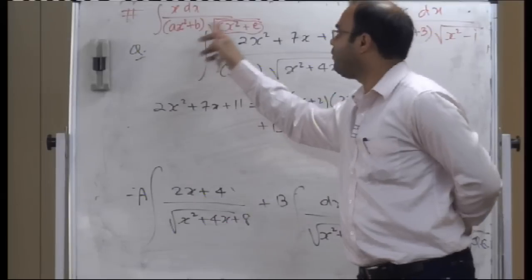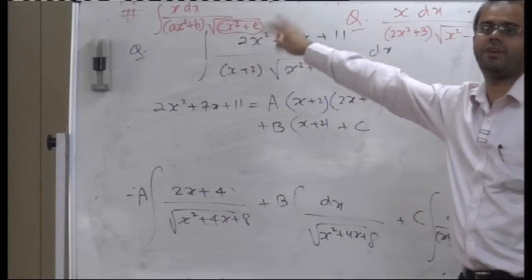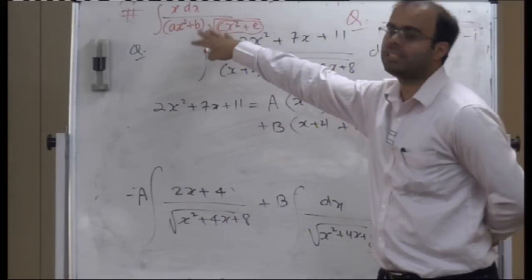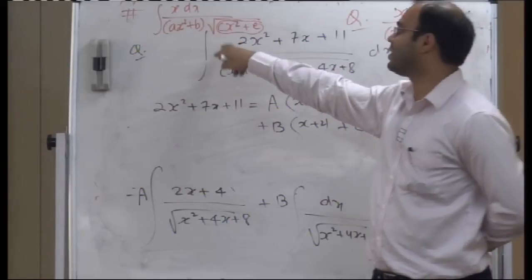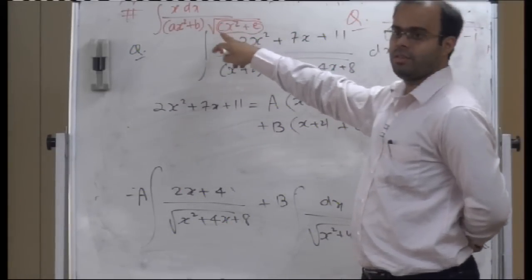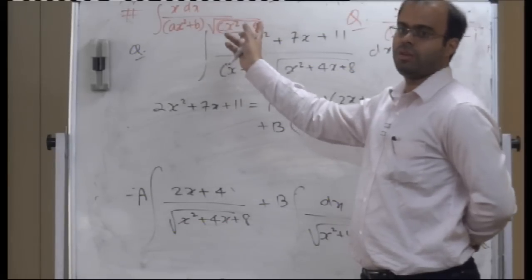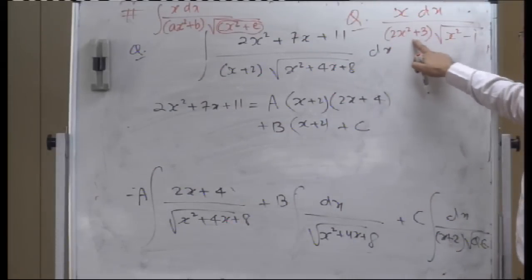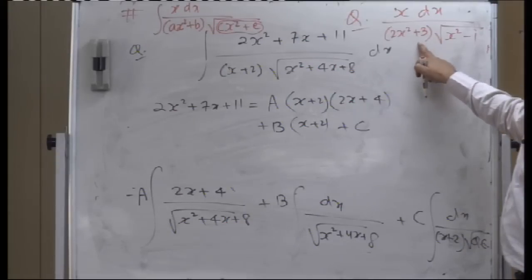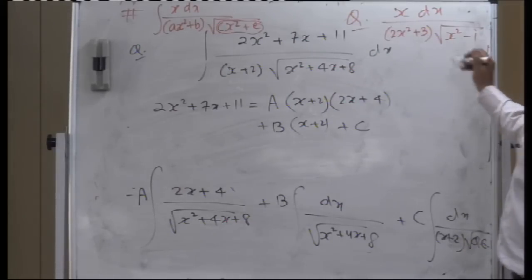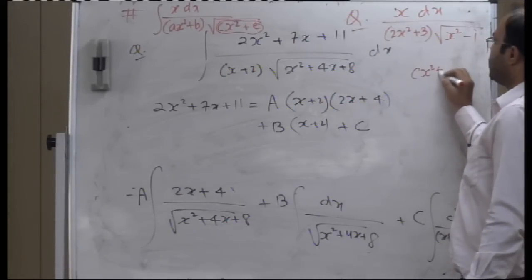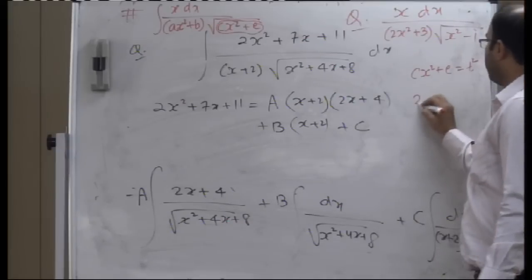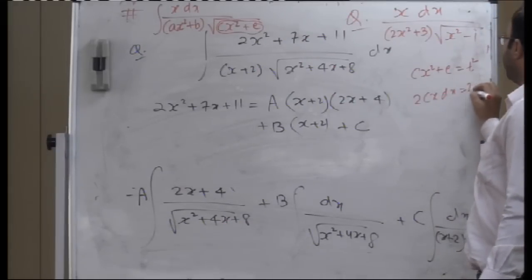If x were present in these two cases, then this would be a different form, and we have not studied any such form till now. We have studied linear outside, quadratic inside, or linear outside, linear inside root. Here it is a 2 degree term and 0 degree term. Let us take cx square plus e as t square. In the next step, 2cx dx will be 2t dt.